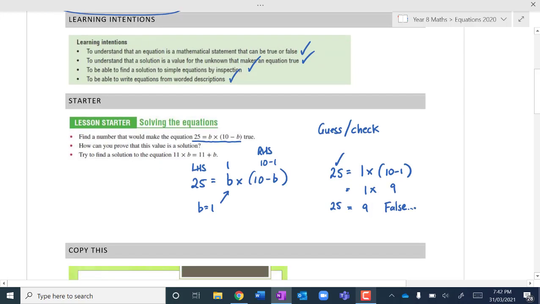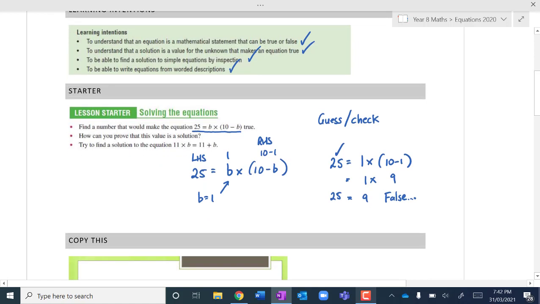You could keep going. We could go to 2. No, it doesn't work. 3? No, it doesn't work. We might be getting closer and closer to the solution though. For example, if I say B is equal to 3 and I substitute that into the equation, wherever there's a B, I replace it with a 3. Gee, I was a poet and I didn't even know it. Let's have a look. 25 on the left-hand side, but on the right-hand side, 3 times what's in the brackets: 10 take away 3 is 7, so 21. We're getting a little bit closer.